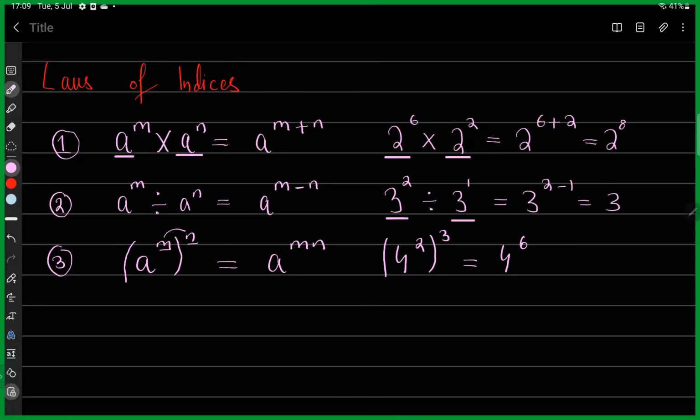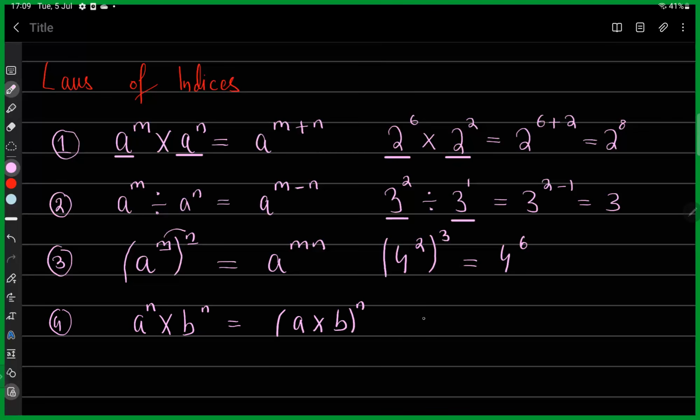multiplied. Let's talk about the fourth one. The fourth one says A power n multiplied by B power n. This time around the bases are different, but the powers are the same. A and B are two different numbers, but the power is n. So when we multiply them, we would get A multiplied by B whole power n.